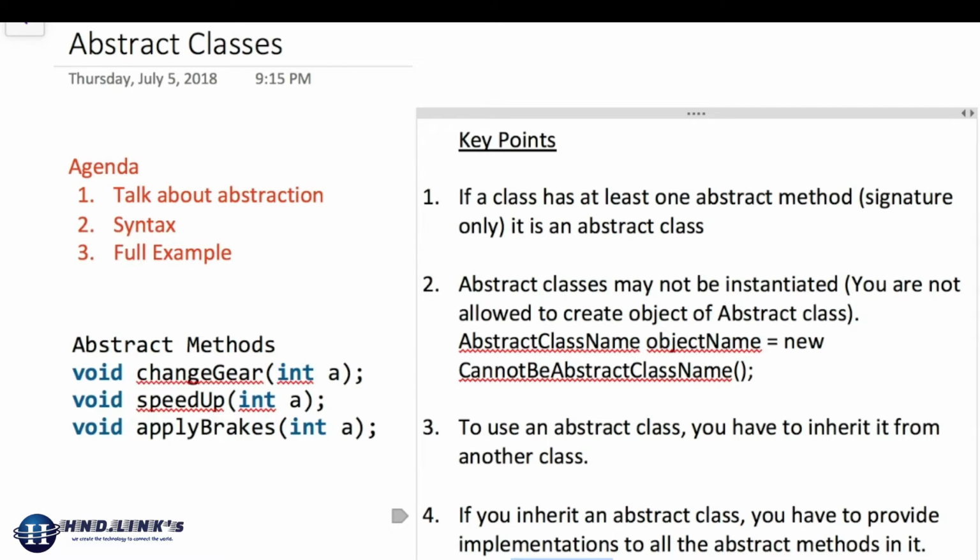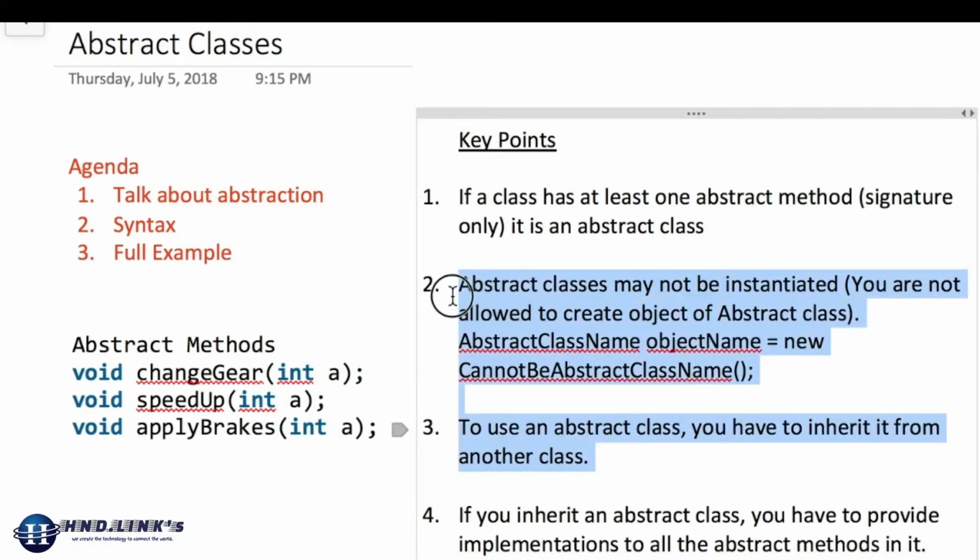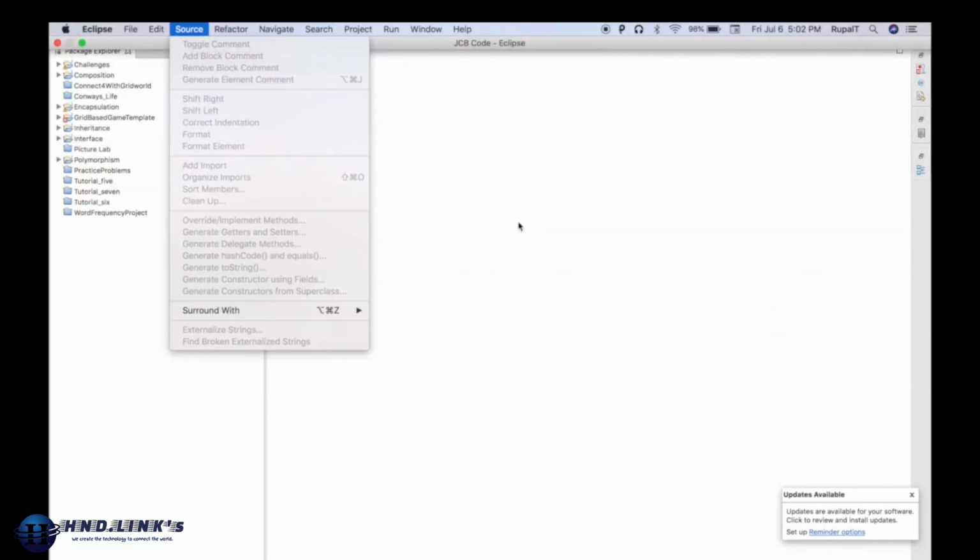That class has to implement all the abstract methods inside the abstract class. Once again, this is assuming that the child class itself is not abstract. So if this child class extends this abstract class, then it has to implement all the abstract methods inside the abstract class. Those are the key points, and these two will make more sense when we do the full example, hopefully. So let's get to the syntax and full example on Eclipse.